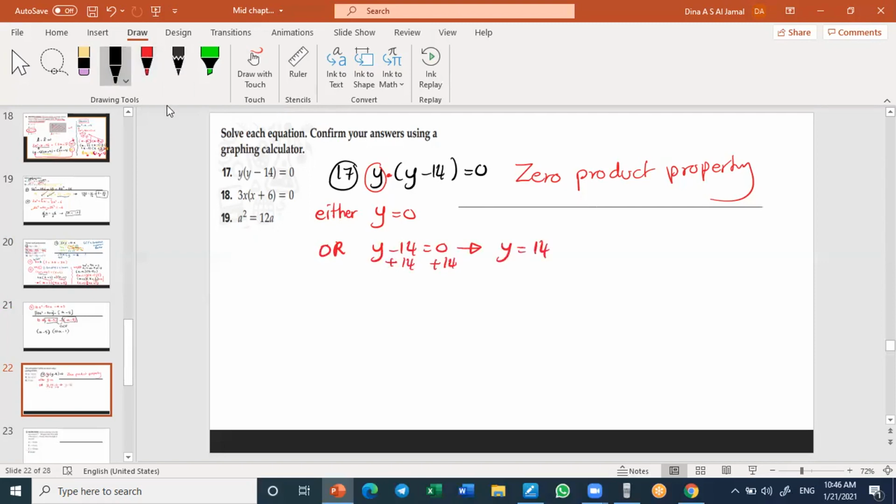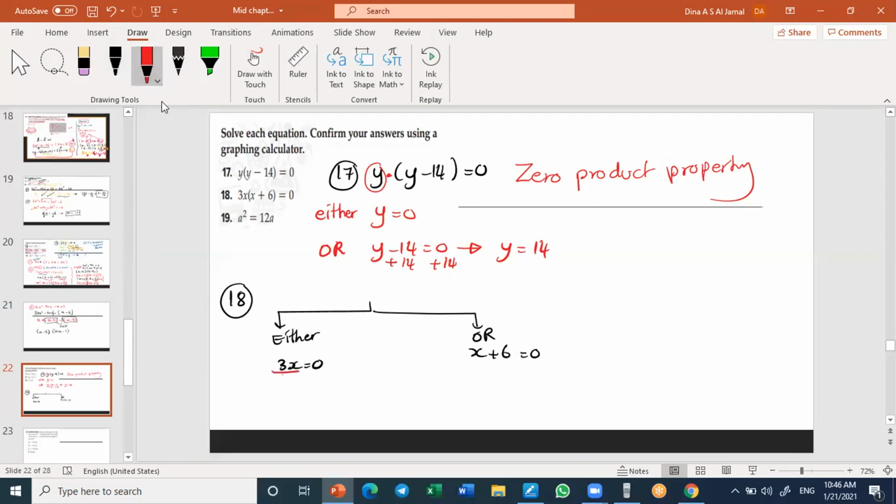And now if you used 18, again your solution must be divided to either or. So either 3x will be 0, or x plus 6 will be equal to 0. Now solve this equation, divide both sides by 3. It is x equal to 0. Now let's solve this one, minus 6 minus 6. So your x will be equal to minus 6. Now let's go to 19.